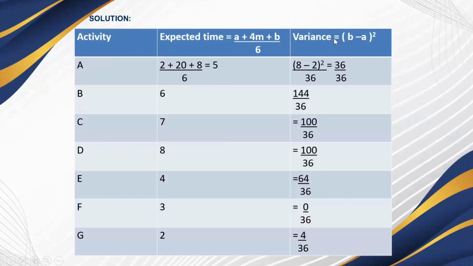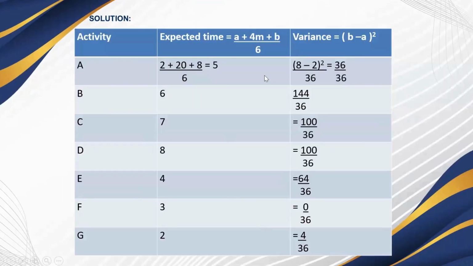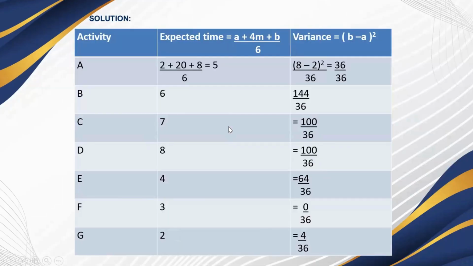And for the variance, this is the formula: bracket B minus A whole square over 6 squared. For B, we have the pessimistic time, and for A, we have the optimistic time. By calculating this, we will get the expected time from this.